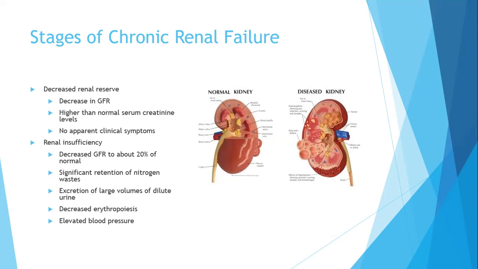Renal insufficiency is where the glomerular filtration rate is decreased to about 20% of normal. So you could lose 80% of your function and still not really have any symptoms, which is interesting. Once you get down to about 20% GFR, there's significant retention of nitrogen waste. You're not getting rid of that. You excrete large volumes of dilute urine. So it starts out as excreting large volumes, and then it goes to excreting less. Decreased erythropoiesis, so you're going to have decreased red blood cell function, and elevated blood pressure.